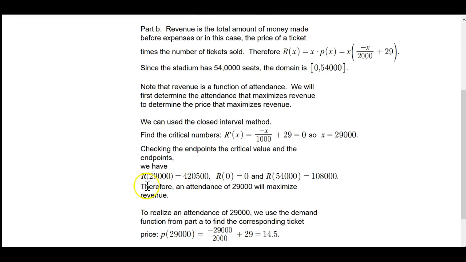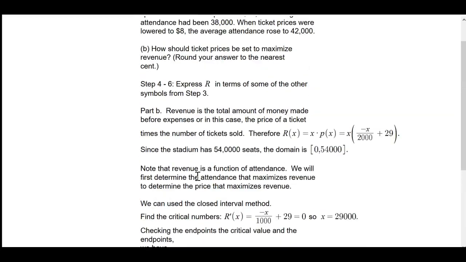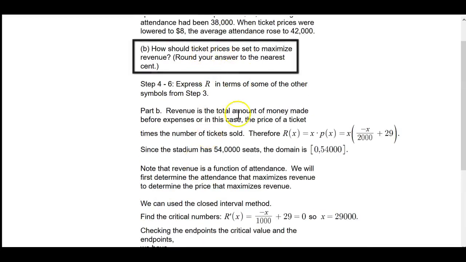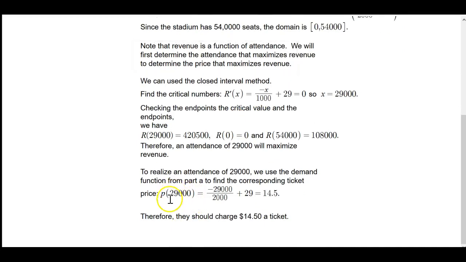So an attendance of 29,000 is what maximizes revenue. Remember, we were asked for the price that would maximize revenue. So if we go back to our price function or demand function and evaluate that at 29,000, that tells us what price to charge to get an attendance of 29,000, which in turn will maximize revenue. When we evaluate our price function at 29,000, we get 14.5. So that means that they should charge $14.50 a ticket to maximize revenue.